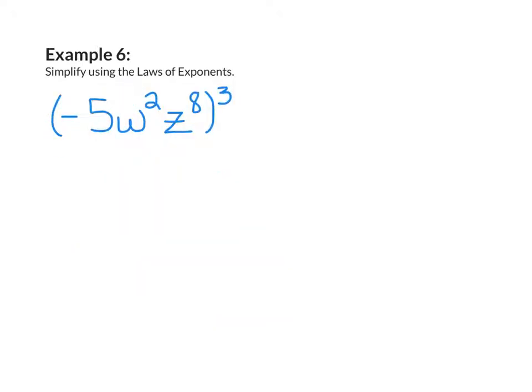Example 6. Simplify using the laws of exponents. Negative 5w to the power of 2, z to the power of 8, all of that is raised to the power of 3. So what I need to do is distribute the 3 to the 5, the 3 to the w, the 3 to the z.